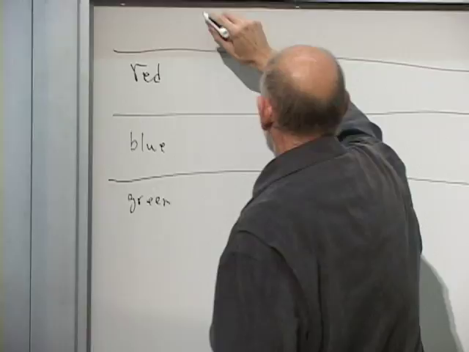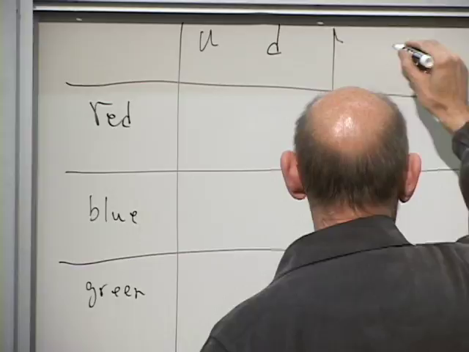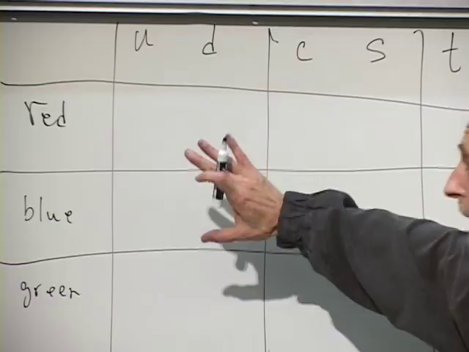And then along here, let me list the up quark, the down quark, the charmed quark, the strange quark, the top quark, and the bottom quark. Each one of these boxes is filled. There are red, blue, and green up quarks. Let's put an X there.